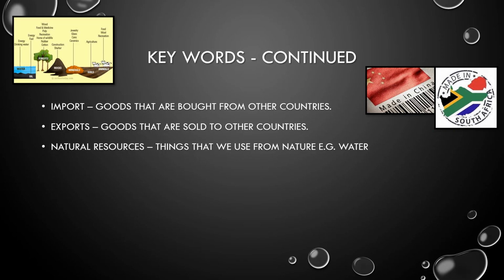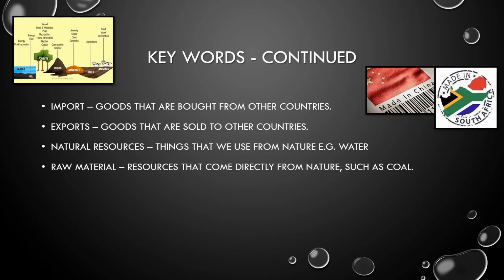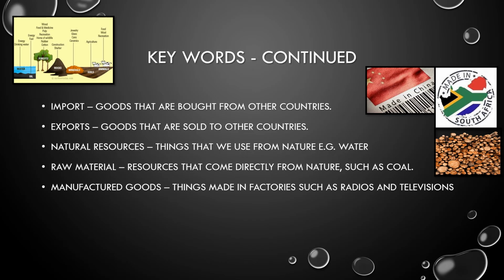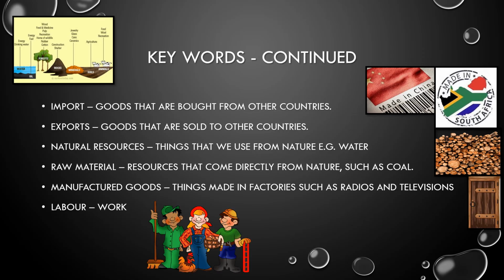Raw materials are resources that come directly from nature, such as coal, or you'll see there I put tree logs in for you. And then we have what we call manufactured goods. Those are the things that we make in factories, such as radios and televisions. Here I put a picture of a door that we made from the wood. And finally, boys and girls, we've got our labor, which is called our work.